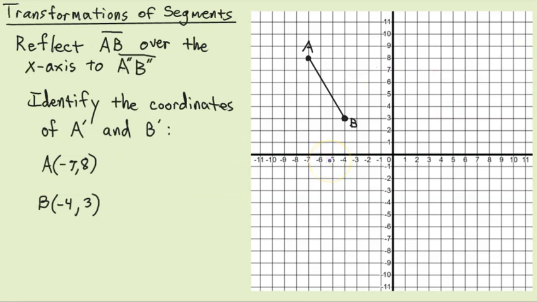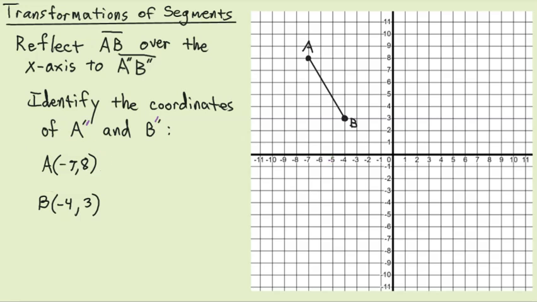All right, so now we're going to do another one. Reflect the same segment, AB, over the x-axis to create A double prime, B double prime, segment A double prime, B double prime. So instead of reflecting over the y-axis like we did with the last one, now we're going to reflect over the x-axis. And so first, we've got to do A double prime and B double prime. So we're going to get the coordinates of A double prime and B double prime.